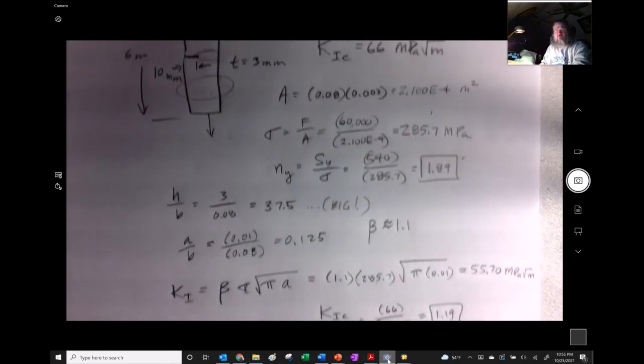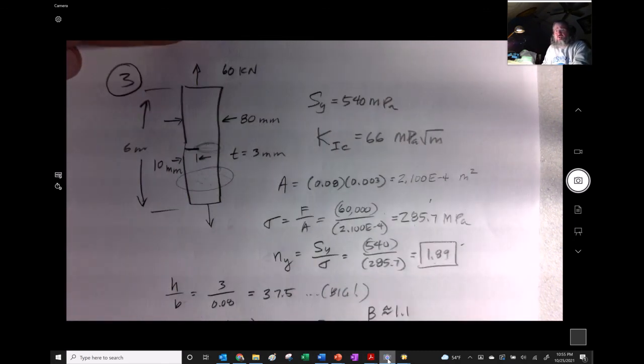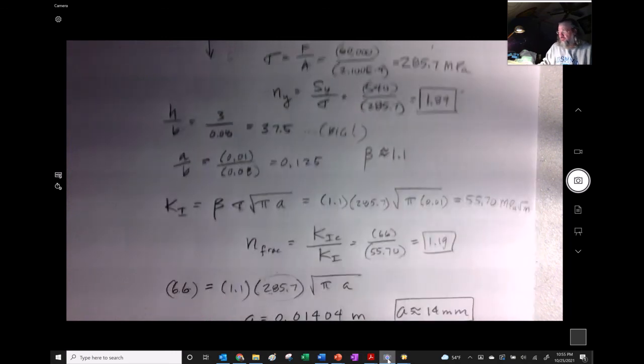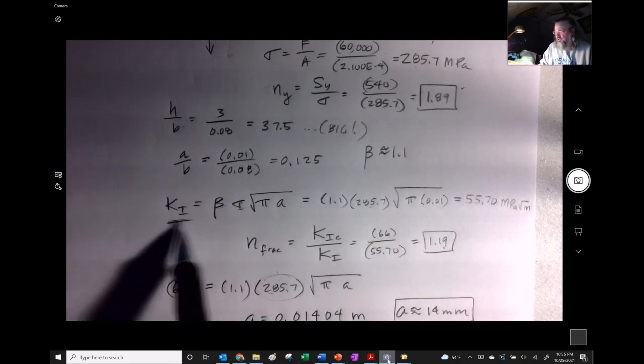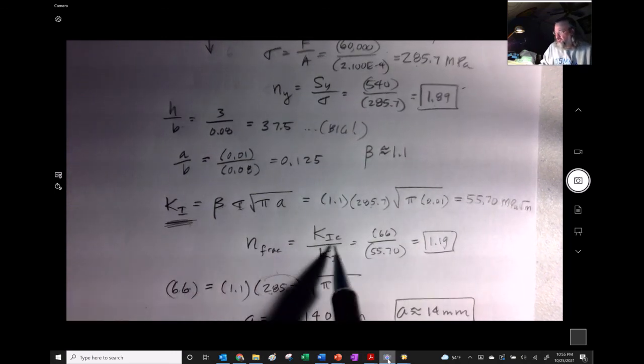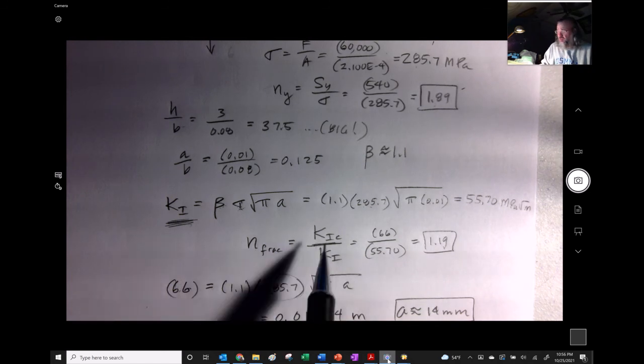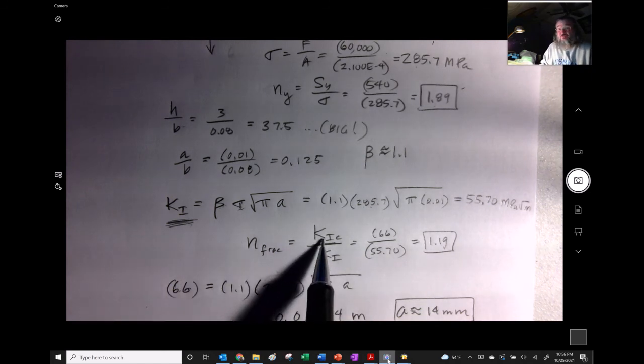It's just a simple fracture mechanics introductory type of problem. Try to emphasize that we're using the stress intensity factor compared to the critical stress intensity factor, aka the fracture toughness. Just to get acquainted type of problem.